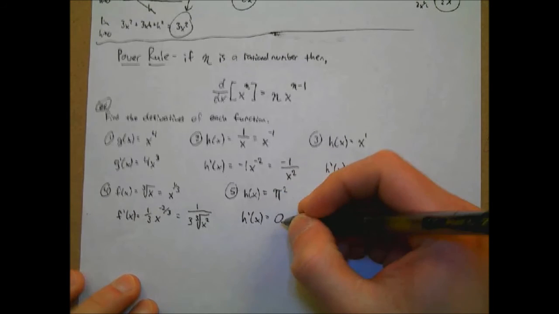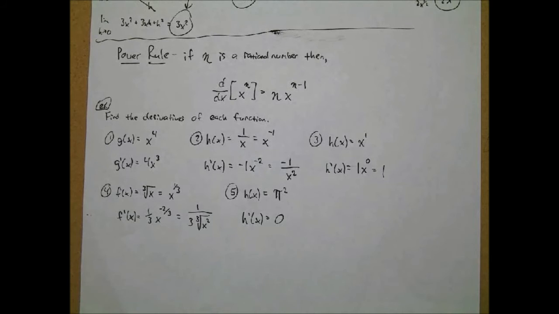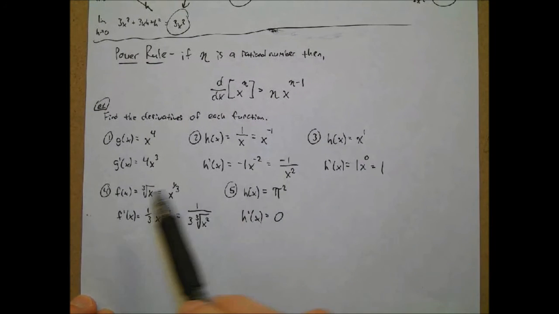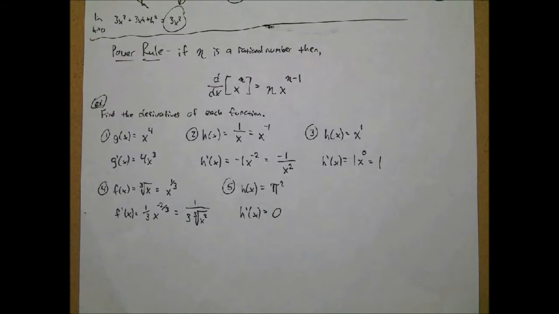Because what is pi squared? It's just a number. What's the derivative of just a number? 0. Okay, pi squared is constant. Its derivative will be 0. So do be careful, right? All of these apply because we are taking the derivative of a variable to a power. Pi is not a variable. Pi is a constant. It's always itself, right? It's always that value, pi.